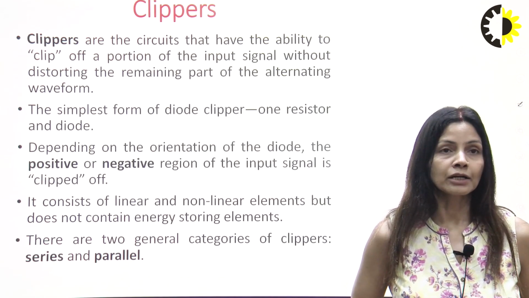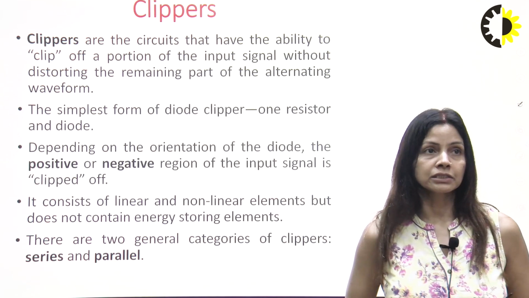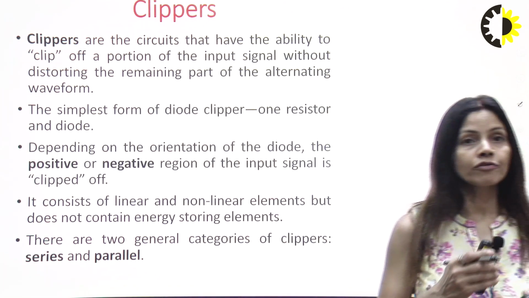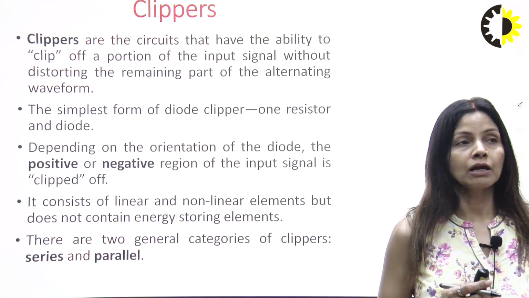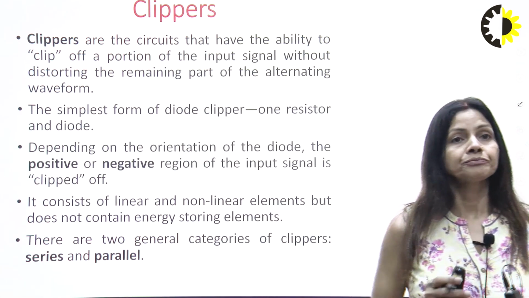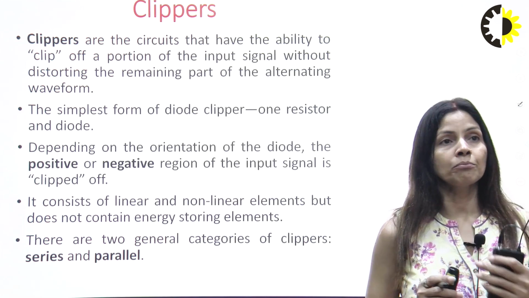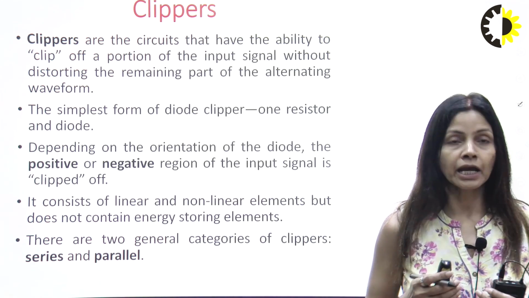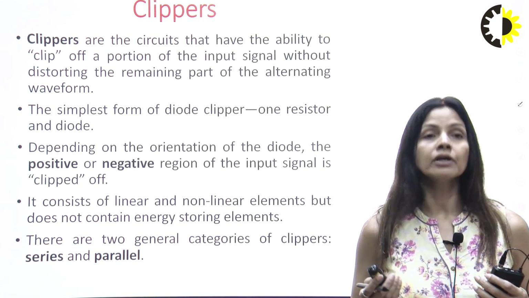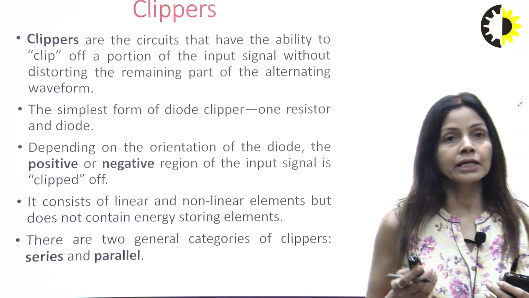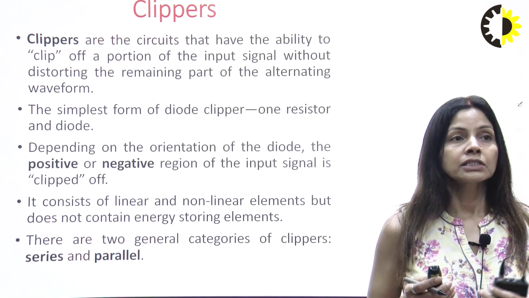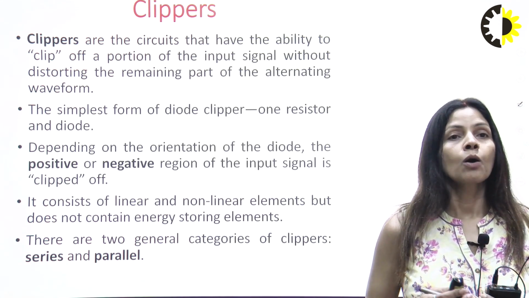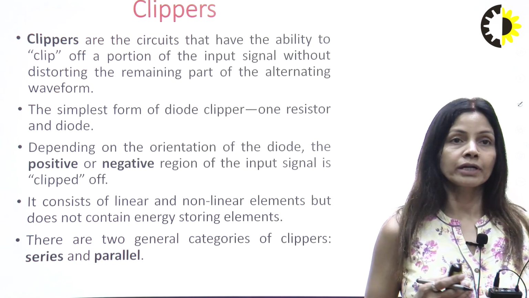So let's start. A clipper is a circuit that has the ability to clip off a portion of the input signal without deleting any part of the alternating waveforms. Let's say I want to clip off the positive part of the waveform, then it can be clipped off. The simplest form of the diode clipper is one resistance with one diode.